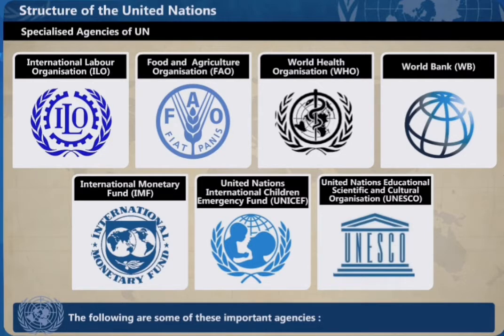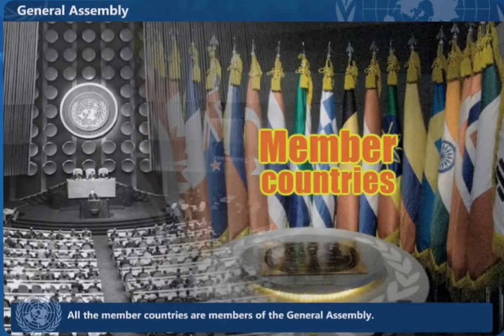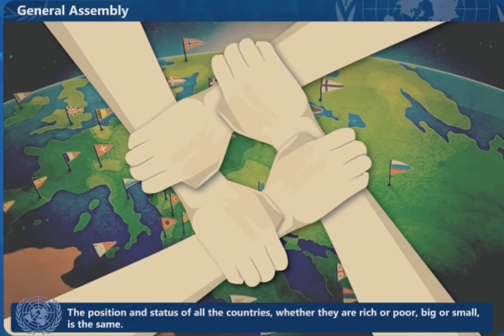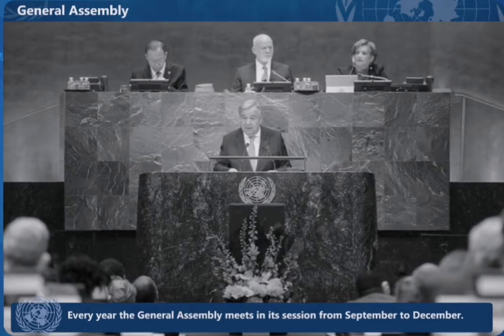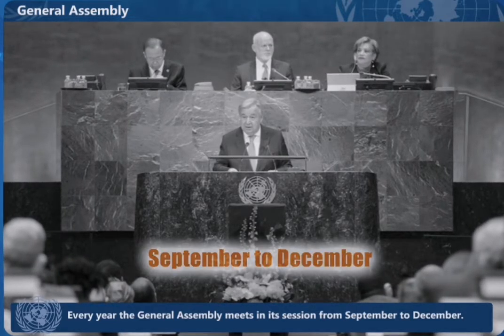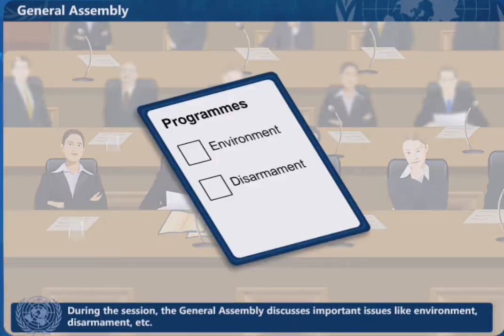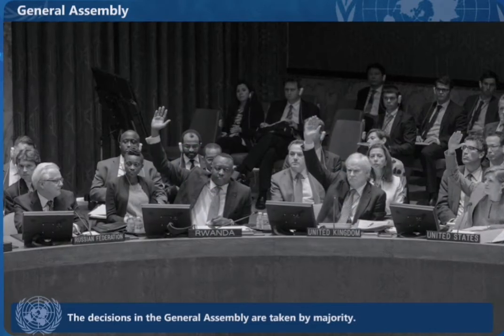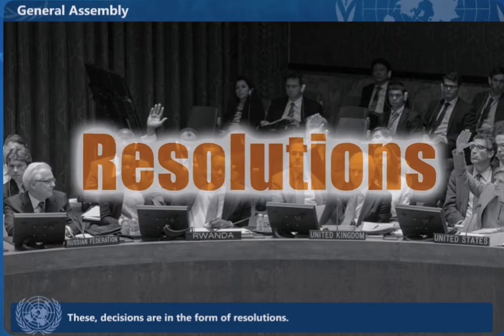General Assembly. All member countries are members of the General Assembly. The position and status of all the countries, whether they are rich or poor, big or small, is the same. Every year, the General Assembly meets in its session from September to December. During the session, the General Assembly discusses important issues like environment, disarmament, etc. The decisions in the General Assembly are taken by majority. These decisions are in the form of resolutions.